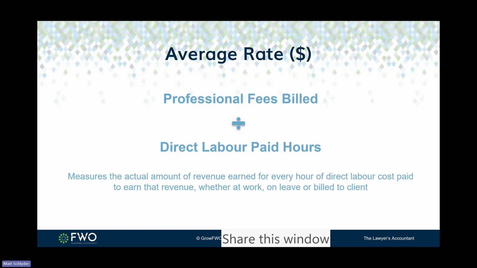So what we want to see over time is we want to see our average rate increasing, which means we're getting a better return out of that labour cost employed. Go back to your glasses. If we can make those glasses more efficiently, then we get more profit in them. Or do we need to get our prices up to sell them for a higher price so that we can make more profit? Or is it a mixture of both?